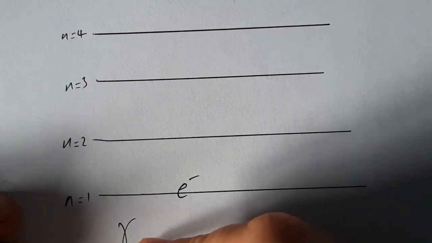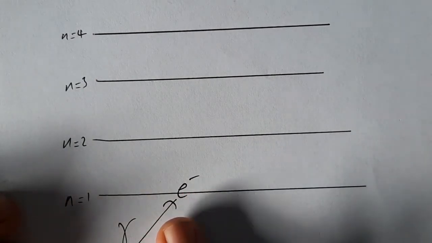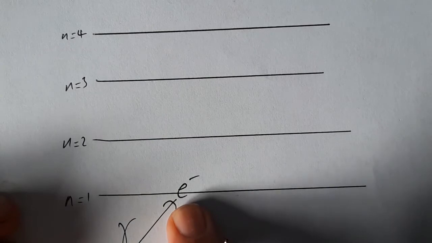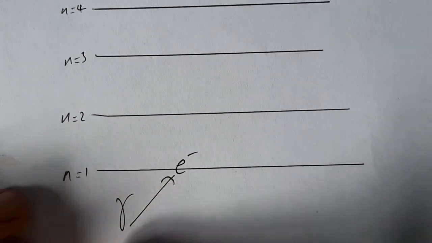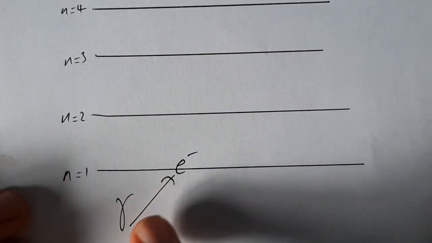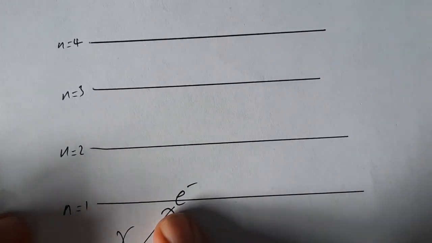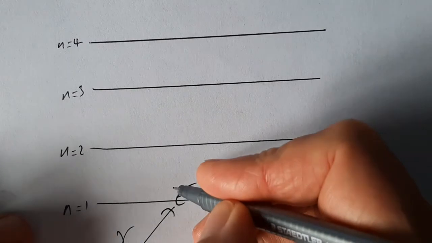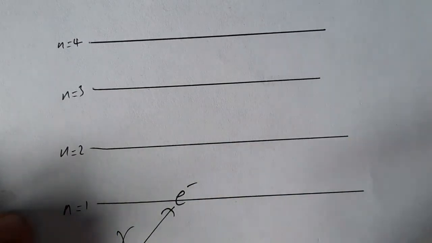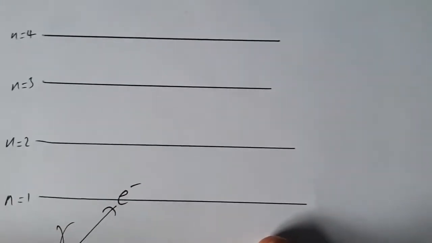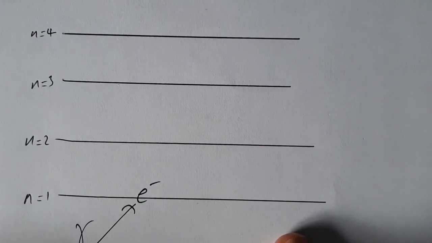So simply what we're saying is along comes a photon, and then it's absorbed by the electron. The photon simply disappears, like in the photoelectric effect, and passes all its energy across. The problem is that, well, what we're going to do next is label these energy levels in electron volts.